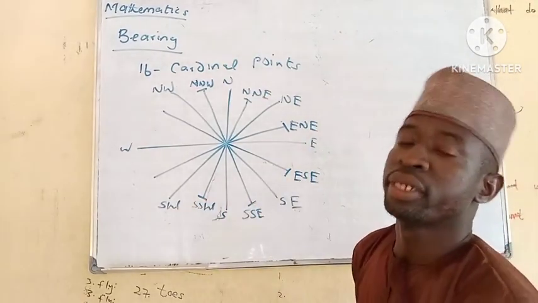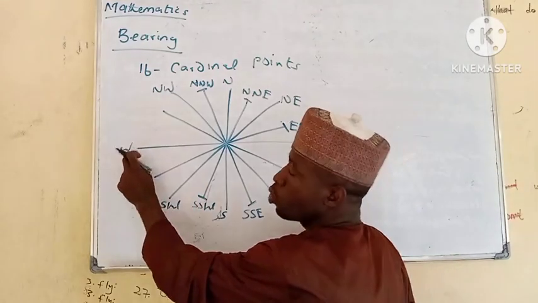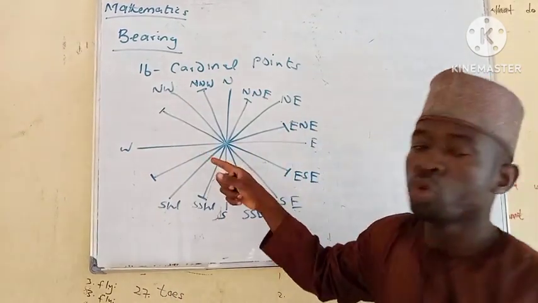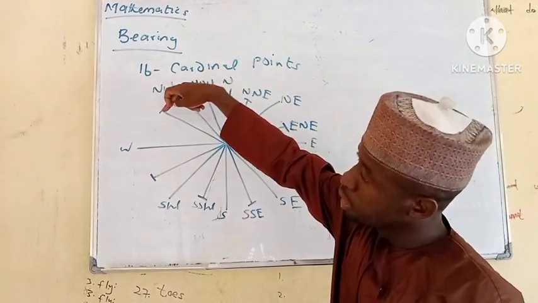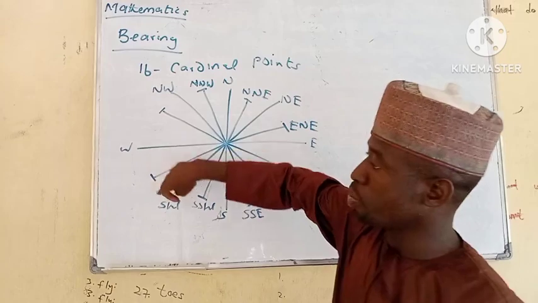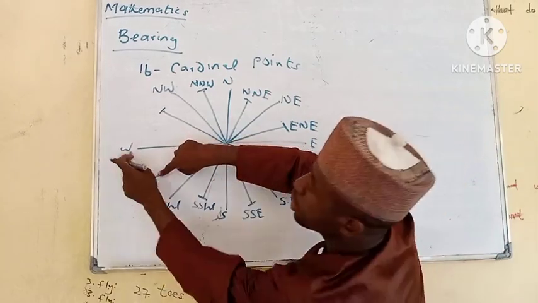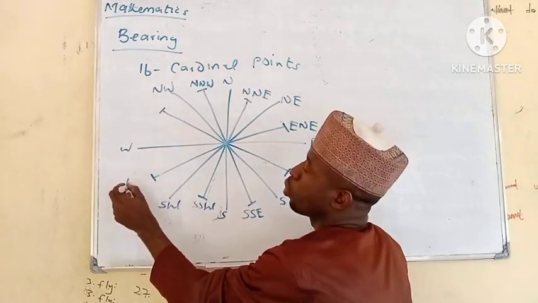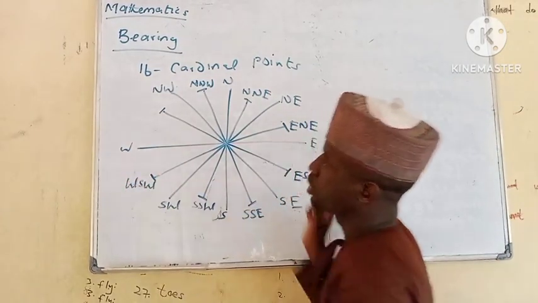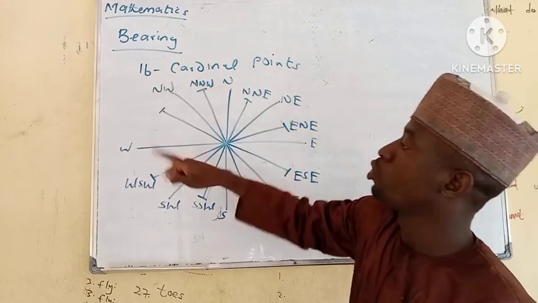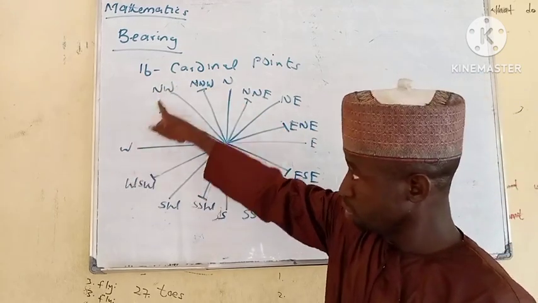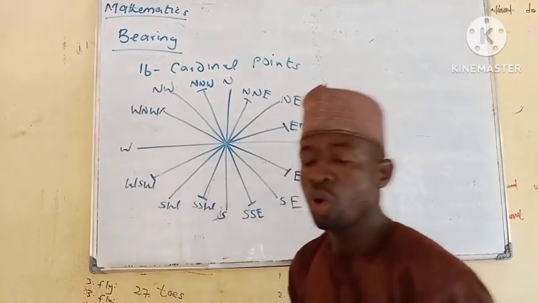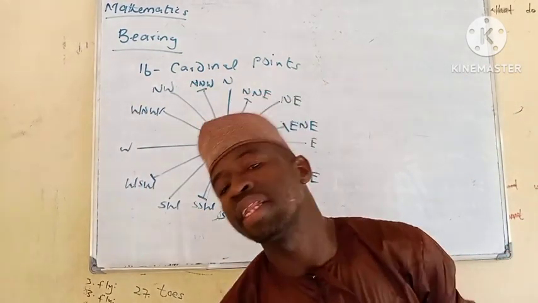Then the last one. This W will be a king. Here and here, we will have W, that is west, that will come first in this point and in this point. This point is in between this and this, so it will be west-southwest. While this one will be what now? It will be west-northwest. So these are the 16 cardinal points.